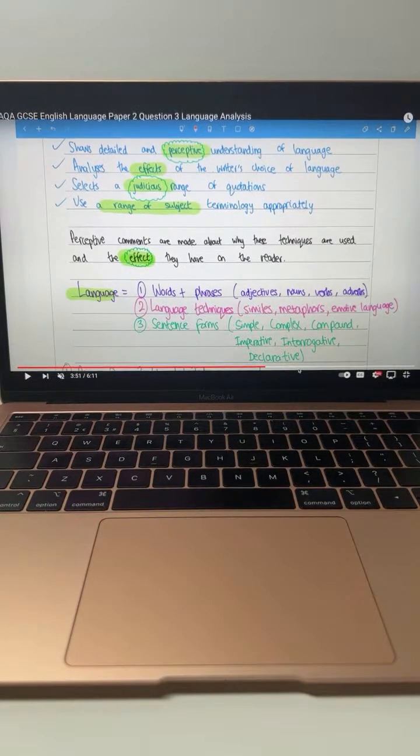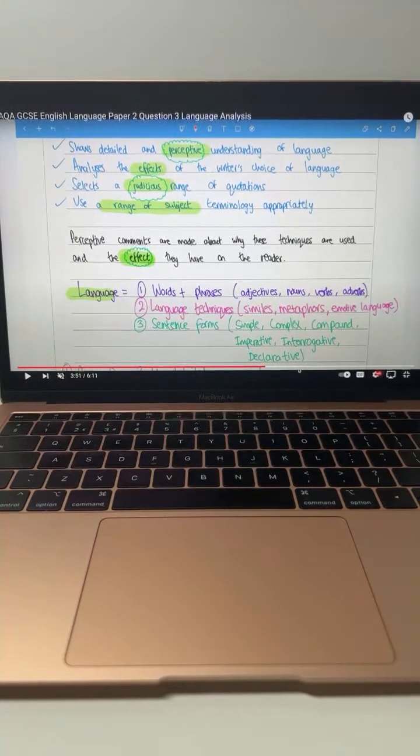Do we need to explain the effect with the devices or structure? Is that what you mean? Yeah. So when you look at the effect, you can look at the effect of the device, but obviously, specifically, you're looking at the words within that device, if that makes sense. So you look at the words within the device and you zoom in and tell us why the writer has used that. There's a reason behind it.